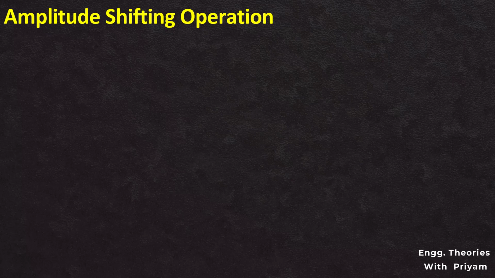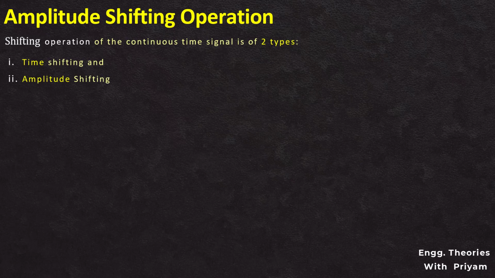In the previous lecture of signals and systems, we saw the time shifting operation of the continuous time signal. As I have already mentioned, the shifting operation of the continuous time signal is of two types, time shifting and amplitude shifting. So in this lecture, we will understand the amplitude shifting operation of the continuous time signal.